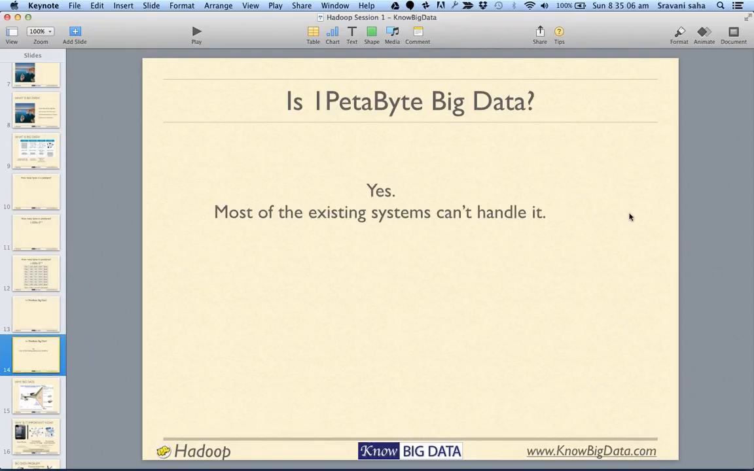My answer is that a petabyte is big data. Why? Because most of the existing single systems cannot handle a petabyte of data, even for simple storage. The first step in handling the data is you need to store it somewhere, right? So that's why even storing a petabyte of data would require distributed computing.